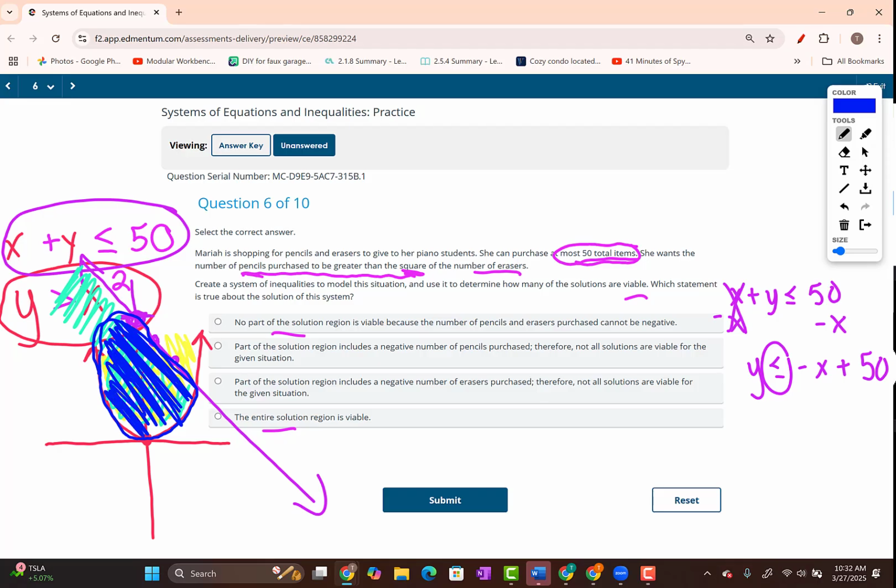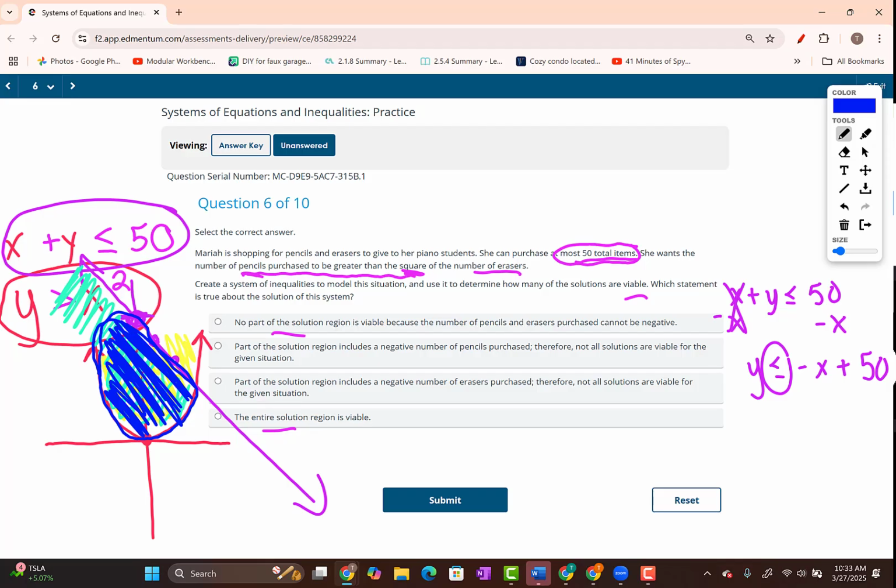So then the first choice is: no part of the solution region is viable because the number of pencils and erasers purchased cannot be negative. Well, the second part is true. The number of pencils and erasers purchased cannot be negative. You can't purchase negative 10 pencils or negative 10 erasers. But we'll notice that, first off, in this shaded region, the y-coordinate is always positive.